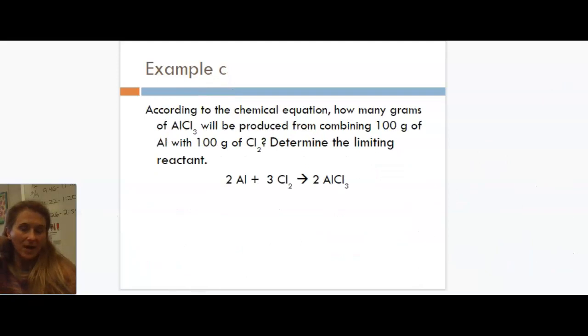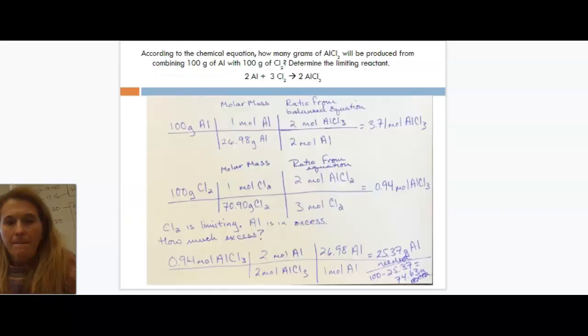All right, here we have aluminum reacting with chlorine gas, producing aluminum chloride. But this time, we're starting with a mass. We have 100 grams of aluminum and 100 grams of chlorine. So that means you need to do your conversion from grams to moles and then use the mole ratio from the equation. Give it a try and come on back.